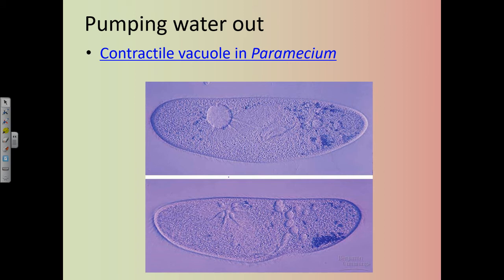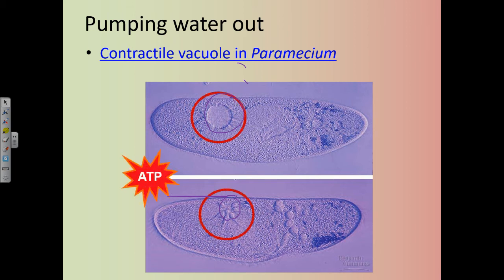So here's a picture of a paramecium. Here is this contractile vacuole, and it will pump out. So here we see a picture of the contractile vacuole that is squeezing itself. So it's going to remove that excess water out of the paramecium's body. Here's our ATP being used.